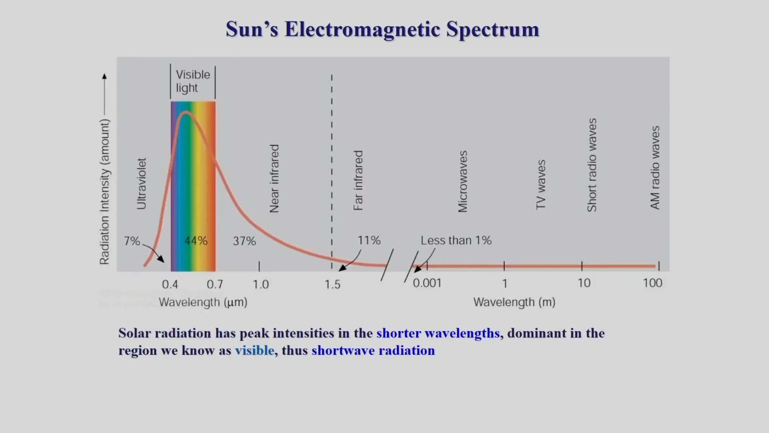As we learned, solar radiation has peak intensity at the shorter wavelengths. When the sun's rays come from the sun's surface, we observe a peak at this wavelength, and then it decreases. This visible range is very important for us, and most solar PV is based on this visible light.